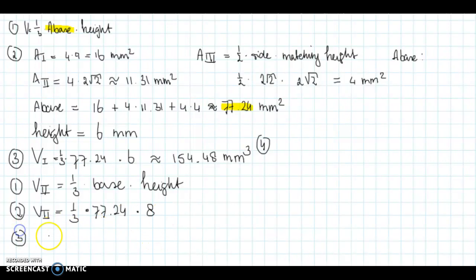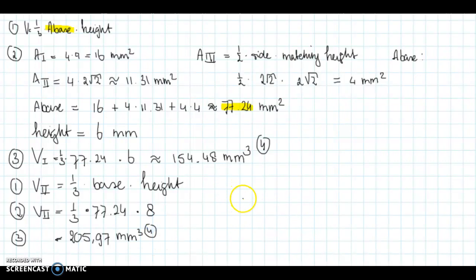Step 3 is that we're going to calculate that, put it into a calculator, 1/3 times 77.24 times 8, and that will be, let's see, 205.97 cubic millimeters. That's step 4.